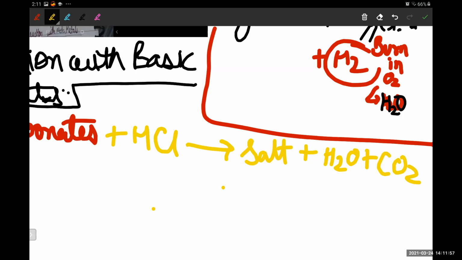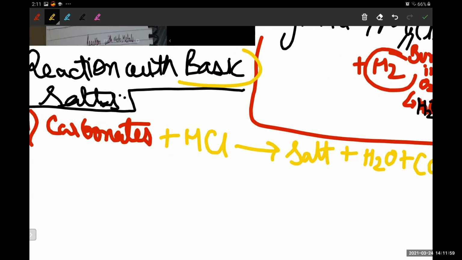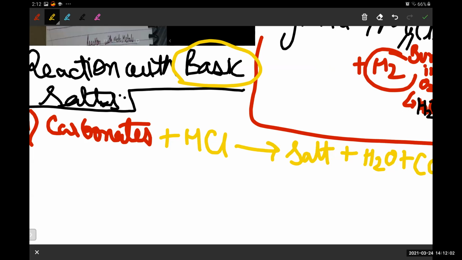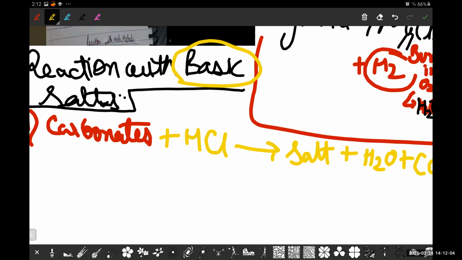See what is happening. This is a basic salt, that means this salt is having some base. And tell me, what does a base form when it reacts with an acid? Acid plus base gives us salt and water. But this is having carbonates, that means it's having carbon also, so it will give us carbon dioxide for sure, because it has it naturally.